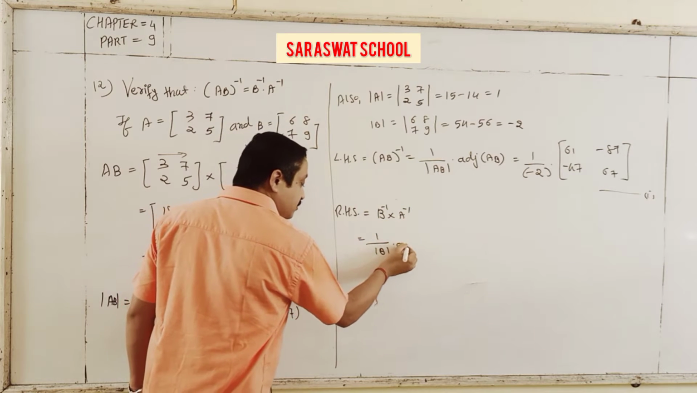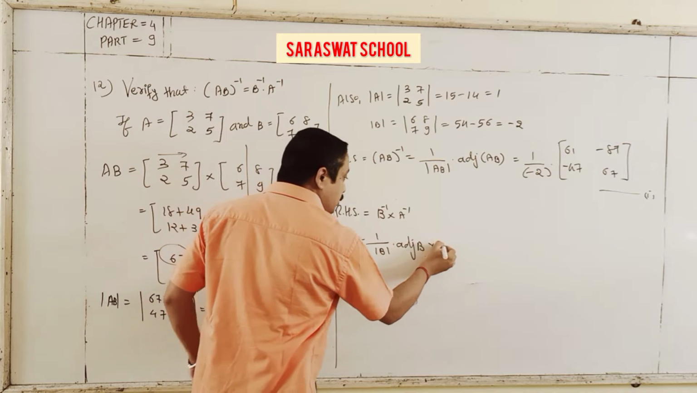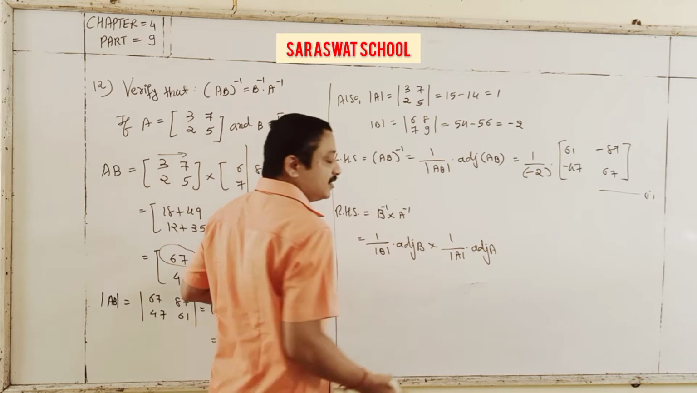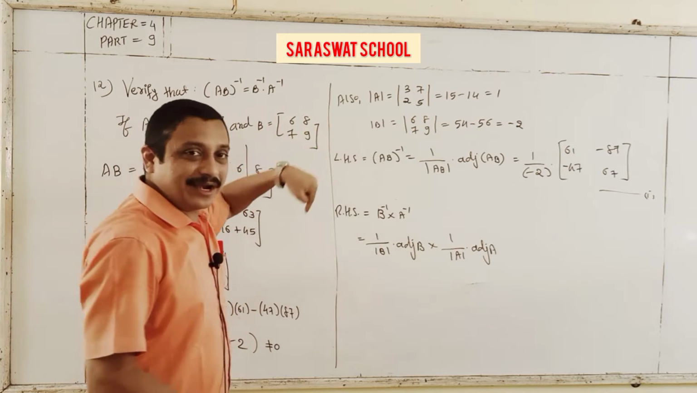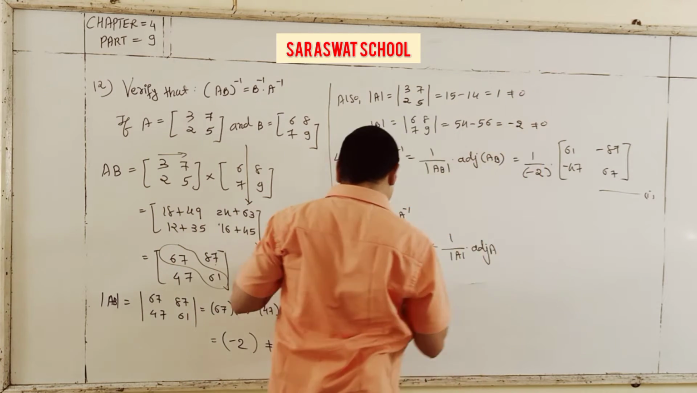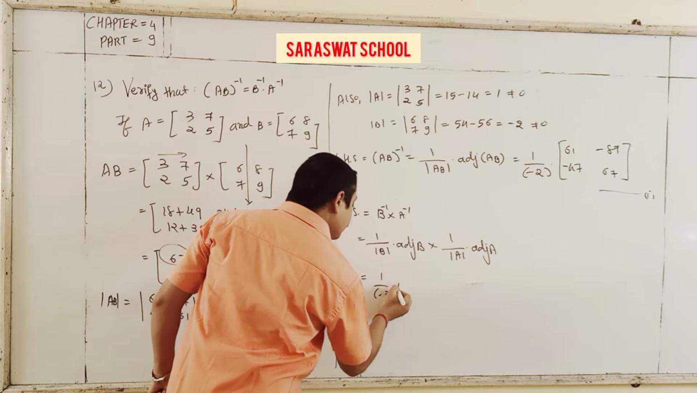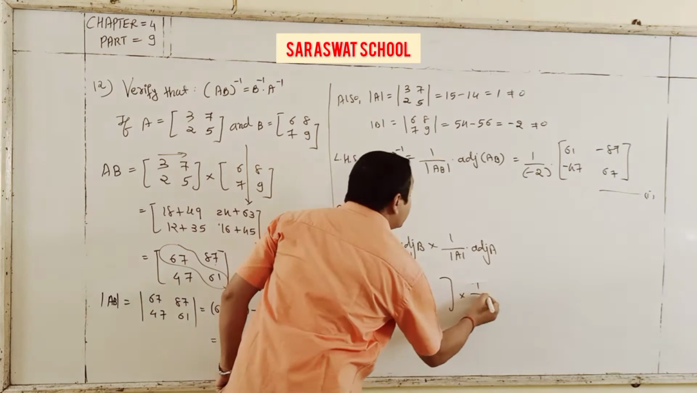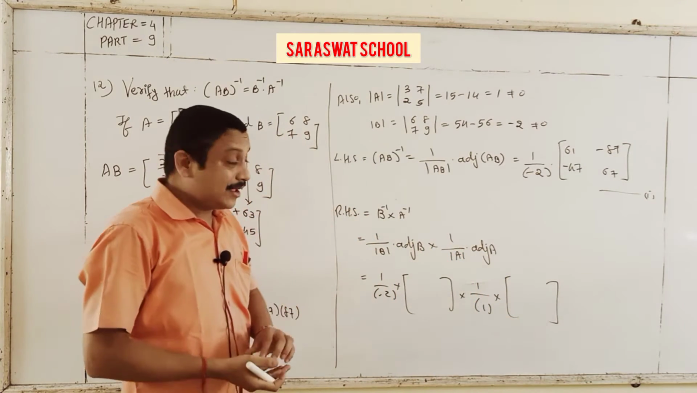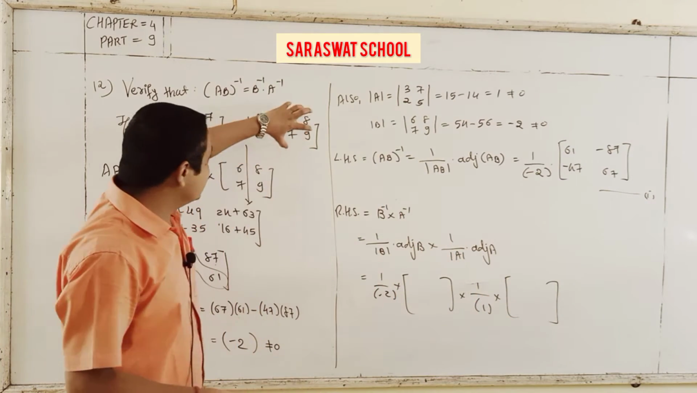1 upon determinant B, adjoint B, determinant A, adjoint A. Both determinants are already calculated. It means these are non-zero, so the inverse exists. Minus 2, B adjoint. Here 1, A adjoint.